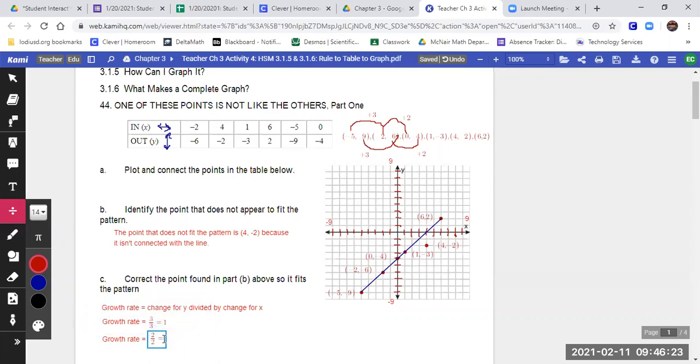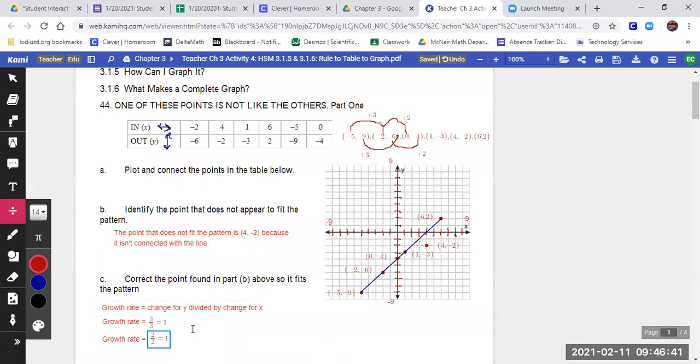That is also a 1. So our growth rate is consistent, even though what we see here, this says 3, this says 2. It's okay. We are still a constant growth rate. So you have to do 2 sets to make sure it's constant.